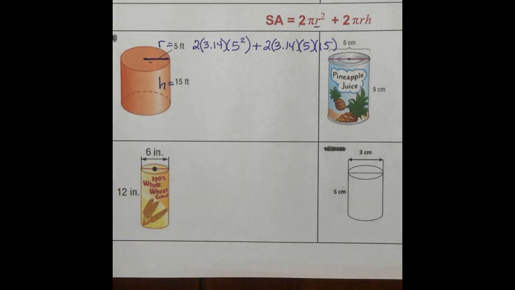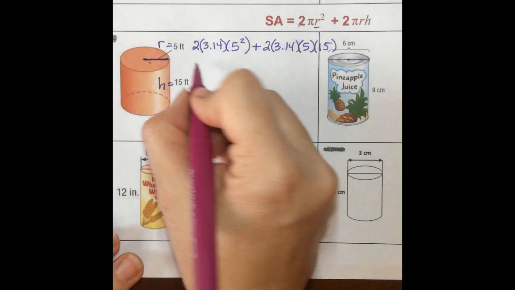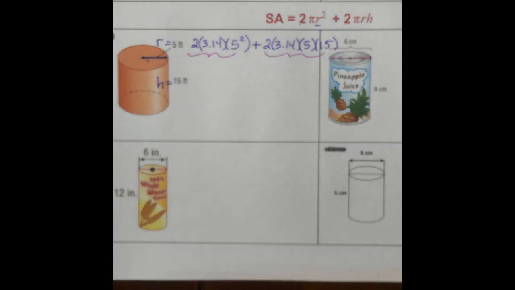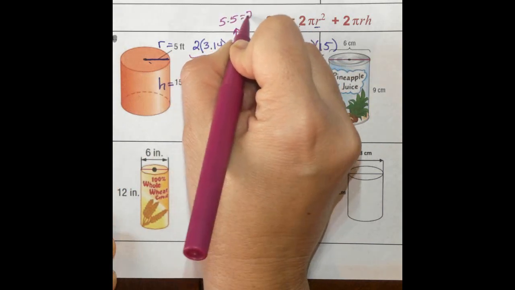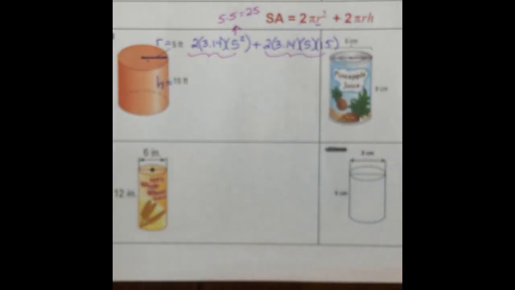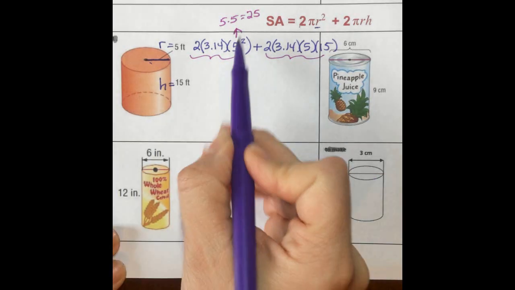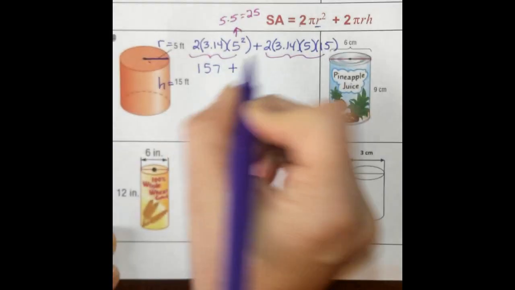Okay, so the big clue here is to make sure that this radius is squared, this radius is not. So we have to do order of operations where we multiply. Okay, remember 5 squared is 5 times 5, which is 25. Okay, so we're going to use 25 there when we're multiplying. There we go. Okay, so 2 times 3.14 times 25 is 157. Bring down our plus sign.